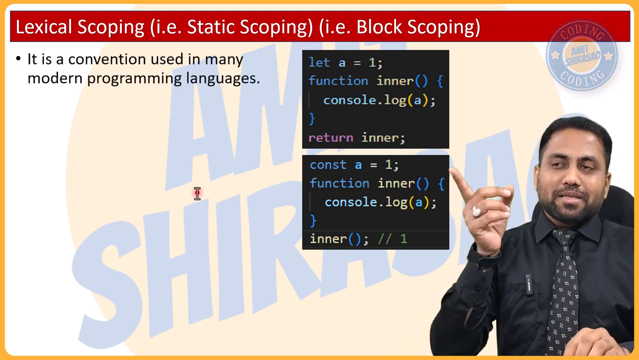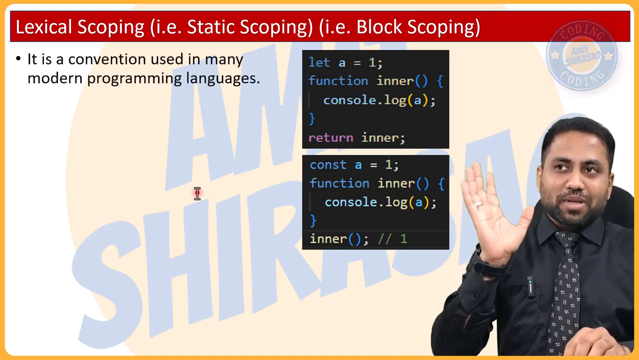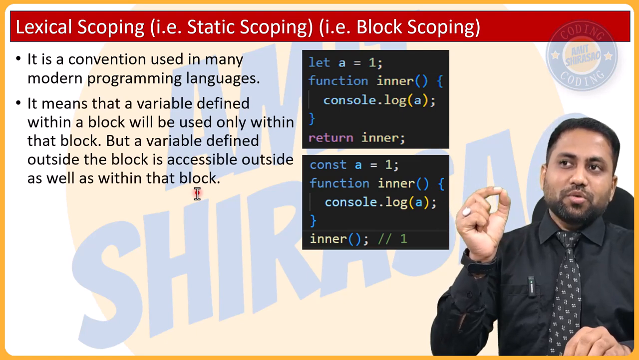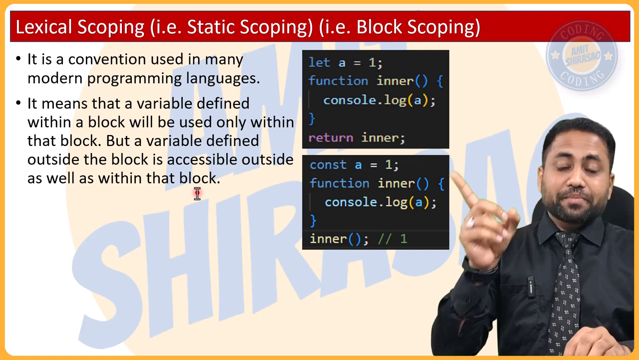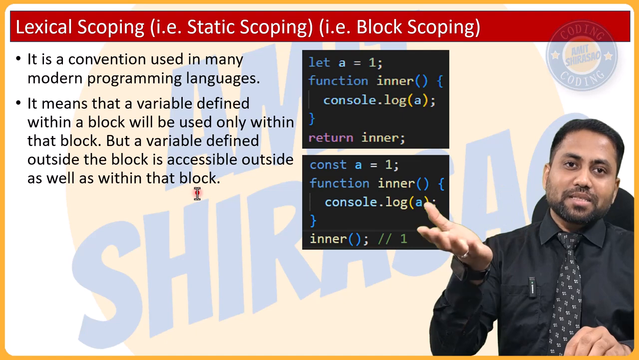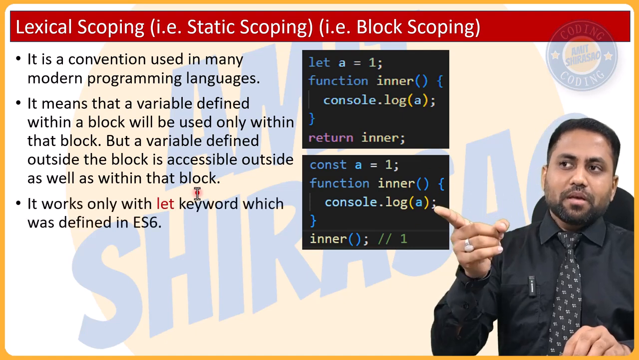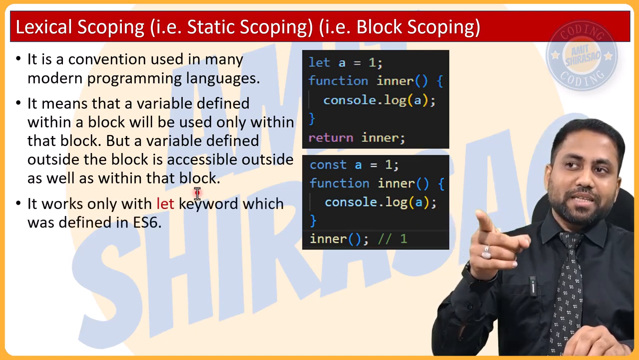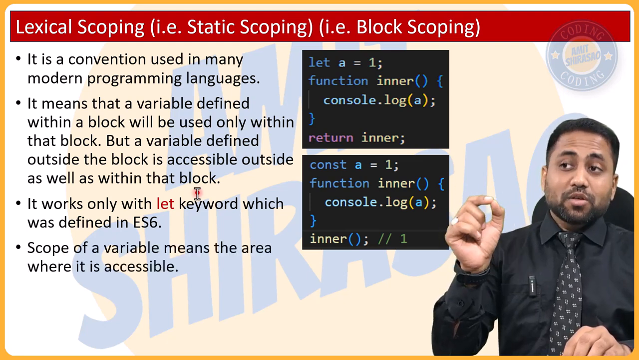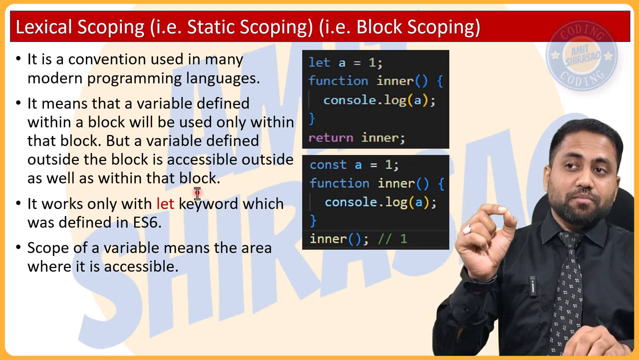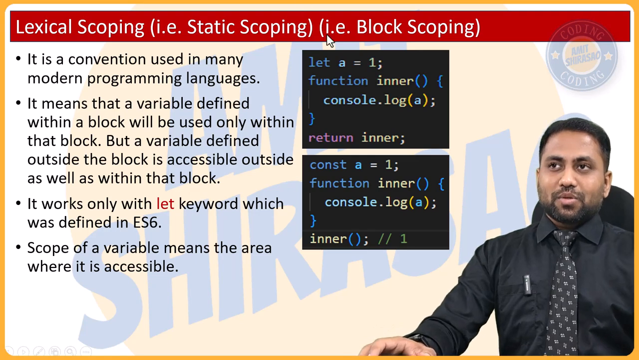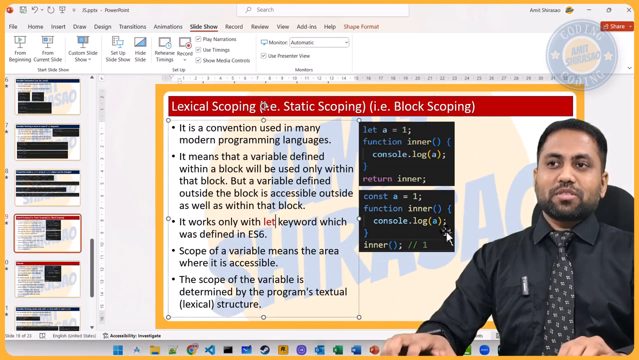See, it is a convention used by many modern programming languages. It means that a variable defined within a block will be used only within that block. But a variable defined outside the block is accessible outside as well as inside the block. It works only with the let keyword, which was defined in ECMAScript 6. Scope of a variable means the area where it is accessible. By the way, this is also wrong. Here let and const should be there.